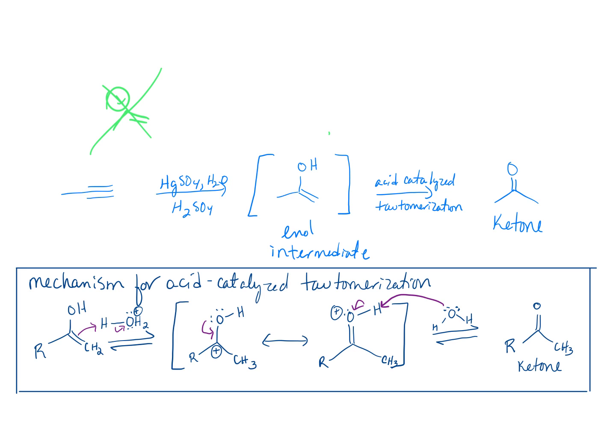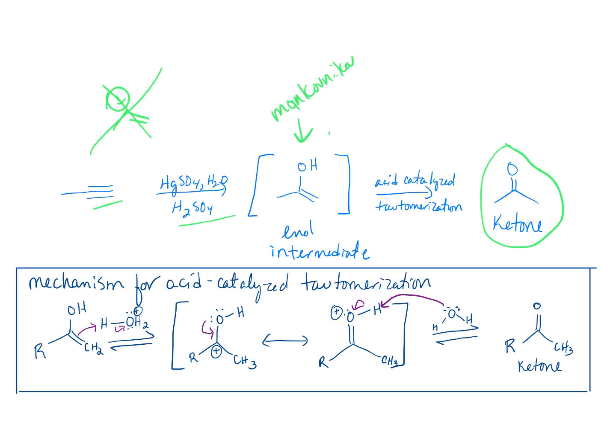And what we're going to do is make an enol intermediate. So see how that double bond goes where this was, and we end up with an OH on the Markovnikov side, right? Since we have acid around, there is what's known as an acid catalyzed tautomerization. And so you end up with the ketone.